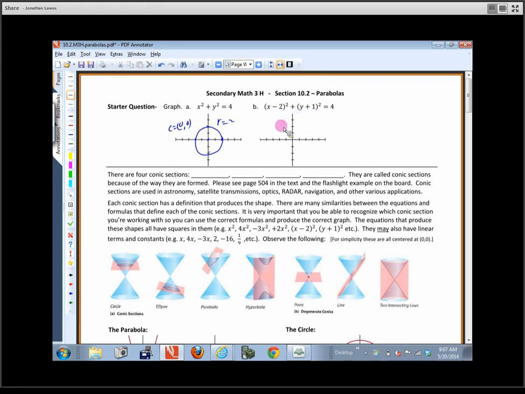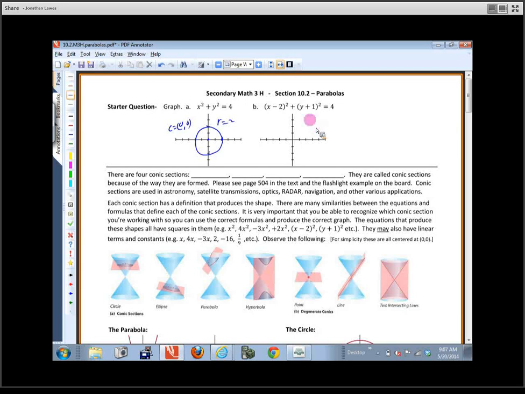And the thing you want to be careful with in identifying where the center is: sometimes they'll write the y part of the equation first and the x part of the equation second. Not very often, but you want to be careful. It's always the opposite of the number with the x, that's the x coordinate for the center, and the opposite of the number with the y, that's the y coordinate for the center.